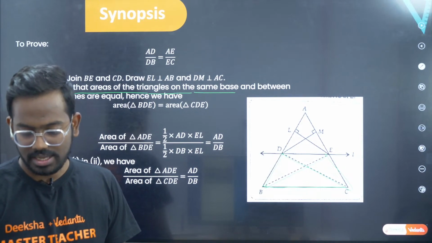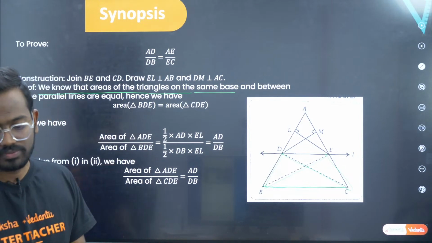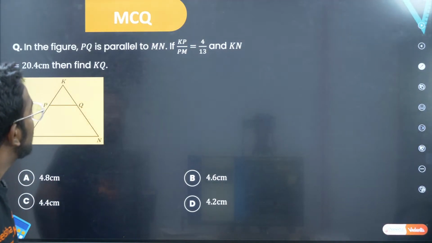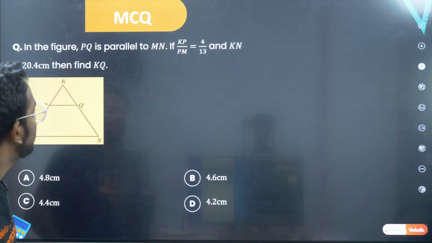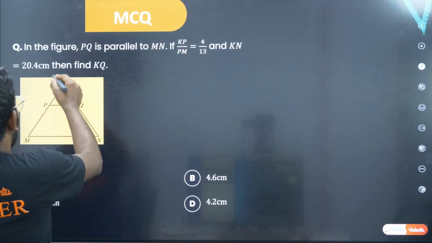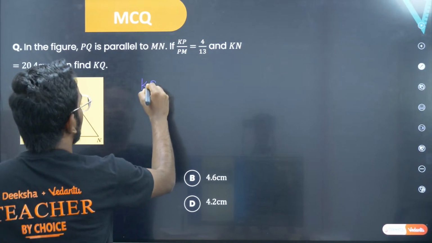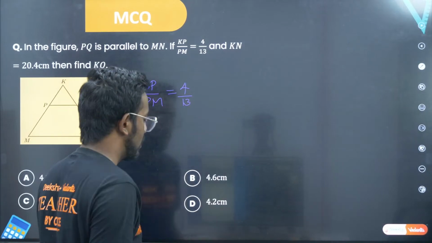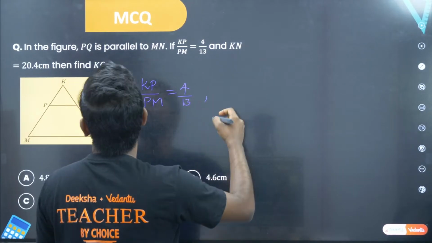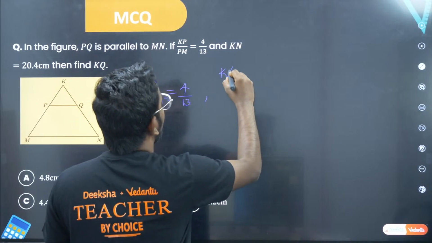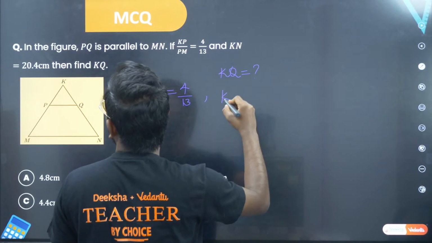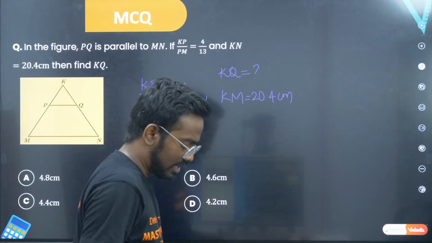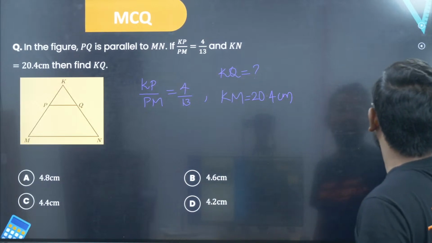Let's take up a few problems now. Problem number 1. In the figure, PQ is parallel to MN. They have given KP by PM to be equal to 4 by 13, correct? Now what is KQ if KM is given to be 20.4 centimeters?